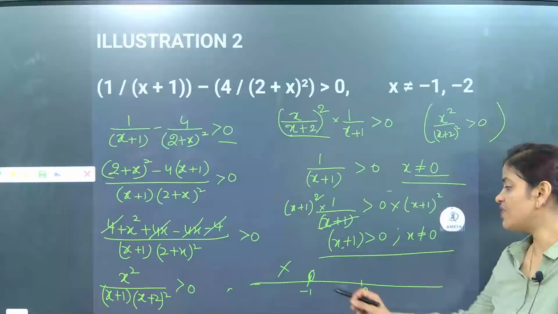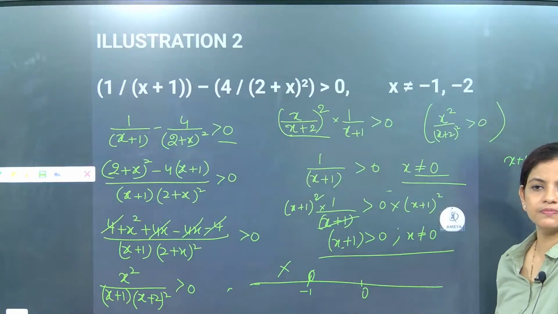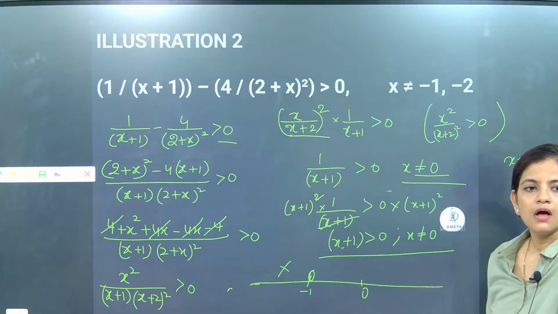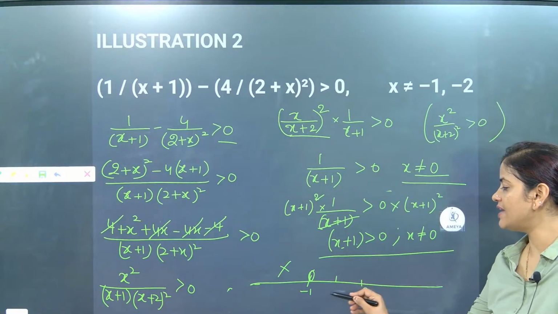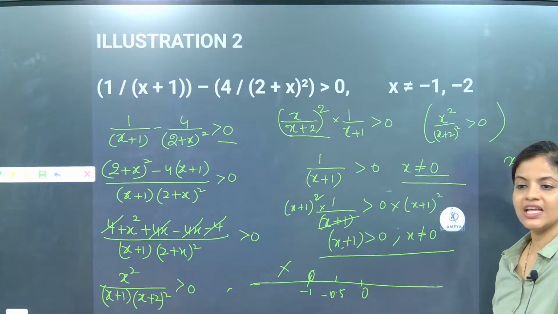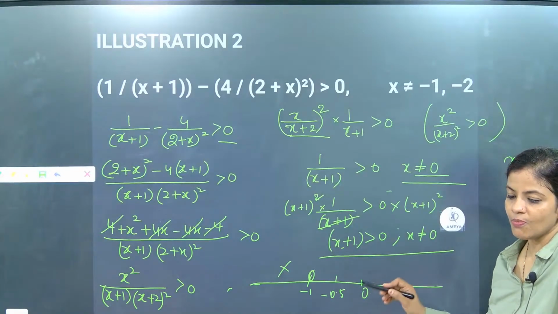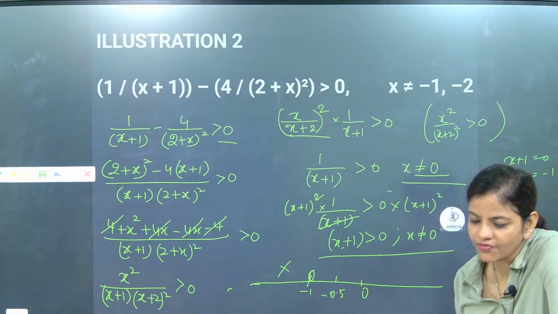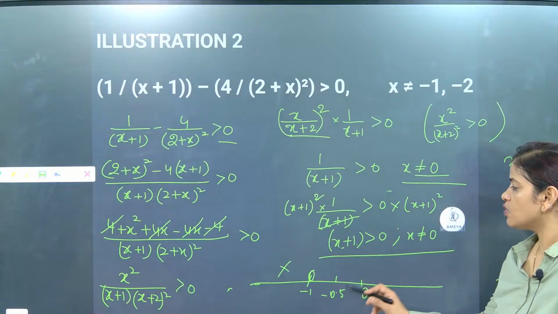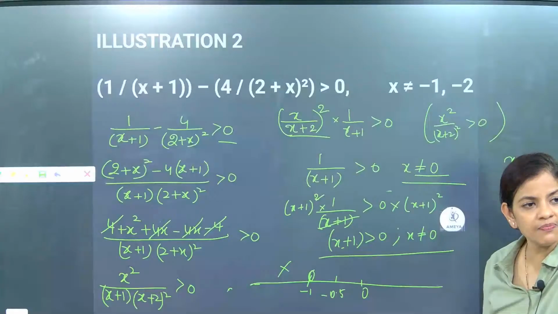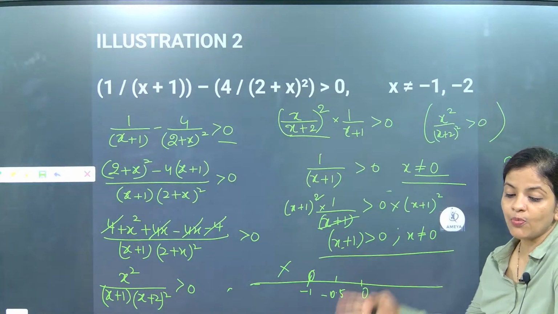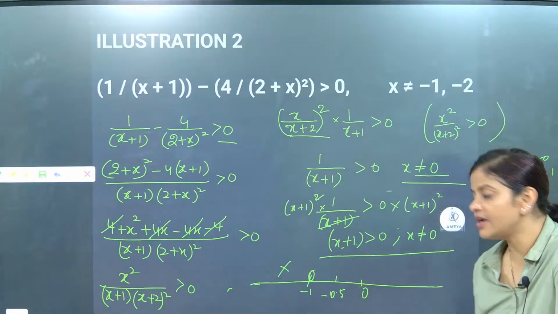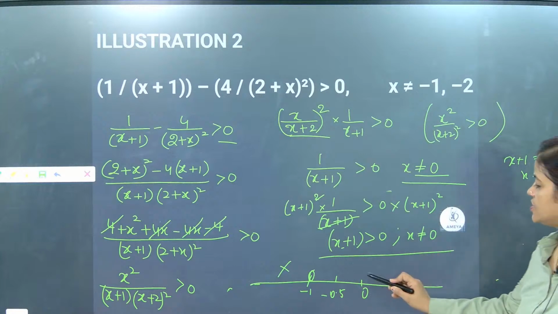Understood? Now between -1 and 0, take any number. Why can't we take -0.5? If you take -0.5, -0.5 plus 1 will become 0.5, and 0.5 is positive, so the inequality holds. So 100% we are going to include this region.